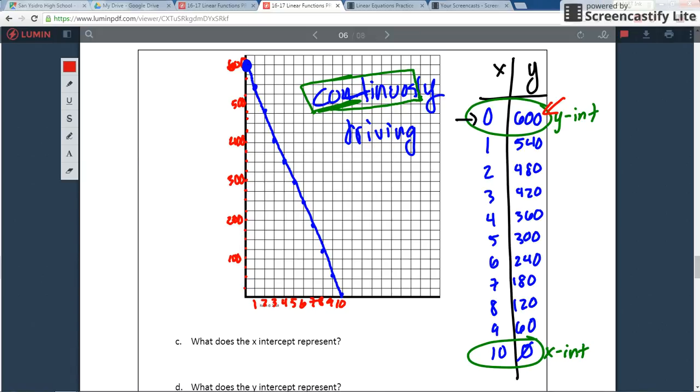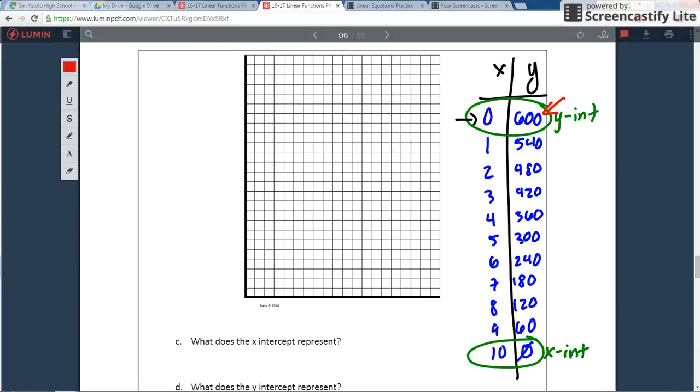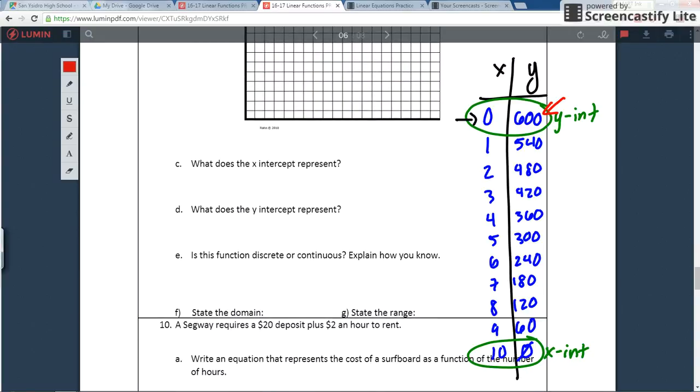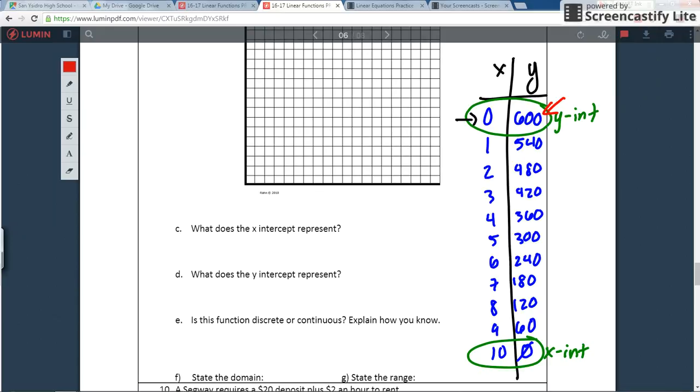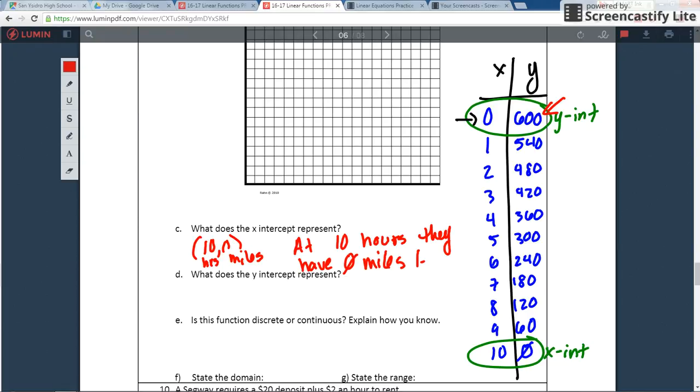All right. So what does the x-intercept represent? Well, let's look. I have to erase this so it doesn't slide around. What does the x-intercept represent? The way you do that is you first figure out what the numbers are. We have 10, 0, right? We know that 10 is hours and 0 is miles, right? Which means that at 10 hours, they have 0 miles left.